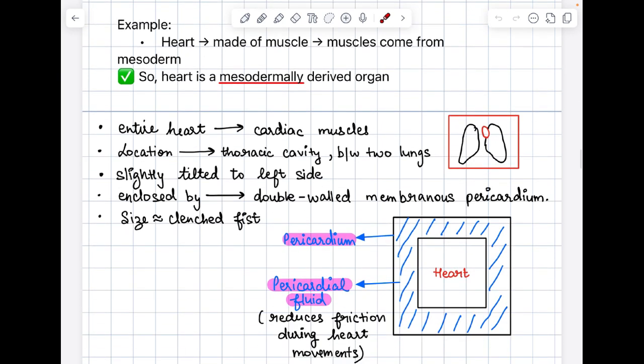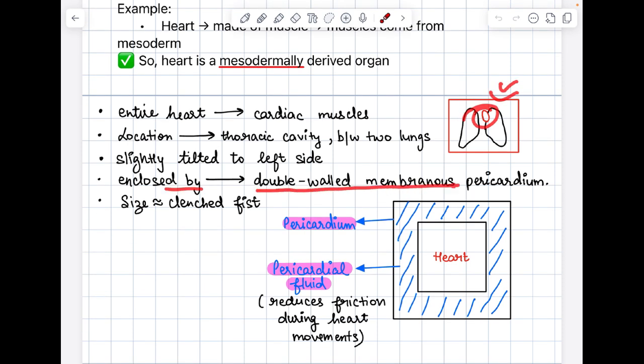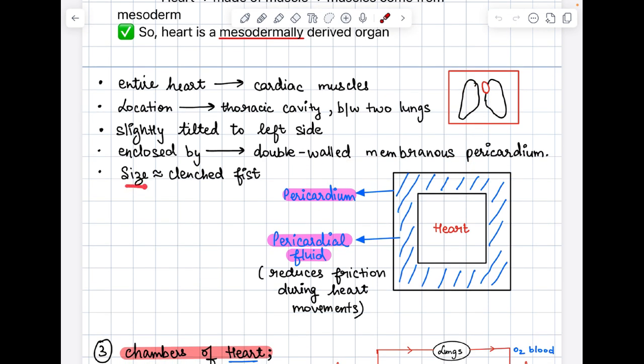So the next point is that the entire heart is made up of cardiac muscles, and the location of heart is thoracic cavity, that is between the 2 lungs. So here you can see this is first lung and this is second lung. Between there is a heart present, and also heart is slightly tilted to the left side like this, and it is enclosed by the double-walled membranous pericardium, and the size of the heart is approximately of our clenched fist.